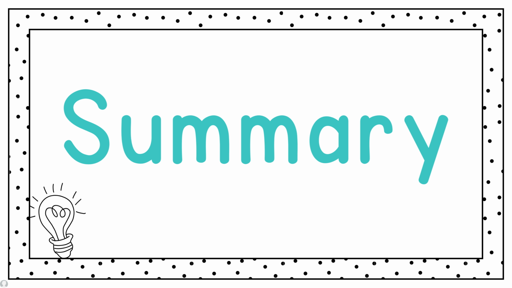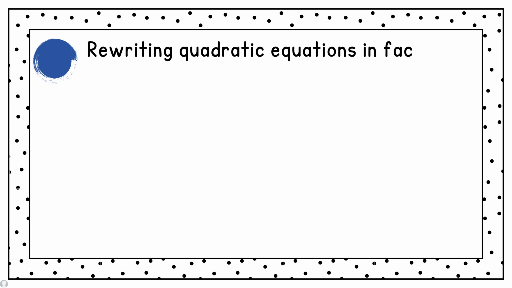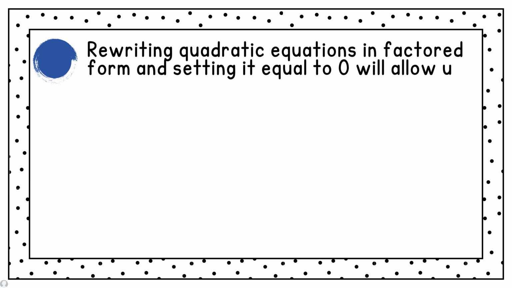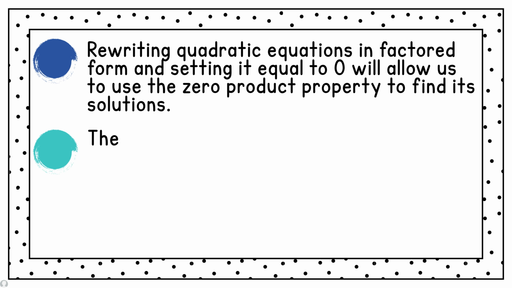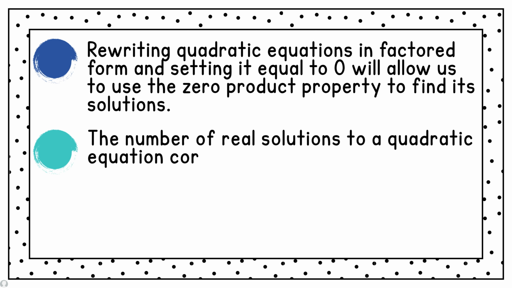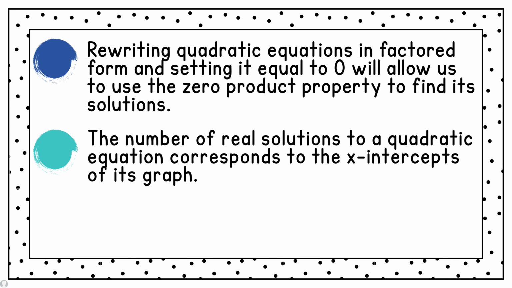Now let's summarize what we've learned. Rewriting quadratic equations in factored form and setting it equal to 0 will allow us to use the zero product property to find its solutions. The number of real solutions to a quadratic equation corresponds to the x-intercepts of its graph.